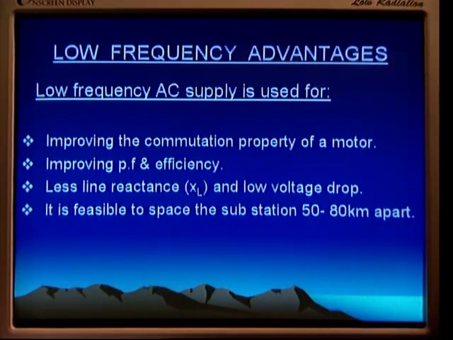And the fourth one, it is feasible to space the substations 50 to 80 kilometers apart. The same thing you can observe in the DC system. Due to 1500 or 3000 volts, the number of substations required is more. The maximum spacing between feeding stations is only 30 to 40 kilometers. But here, due to the high voltage, it is feasible to space our feeding substations nearly 50 to 80 kilometers apart. That is a very good advantage.